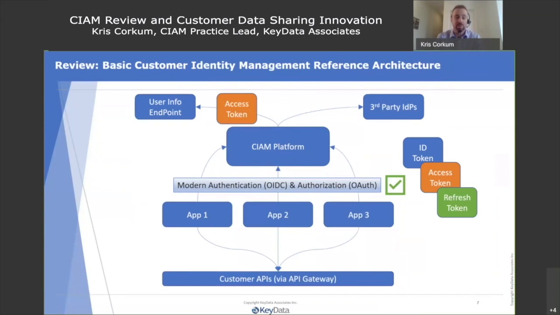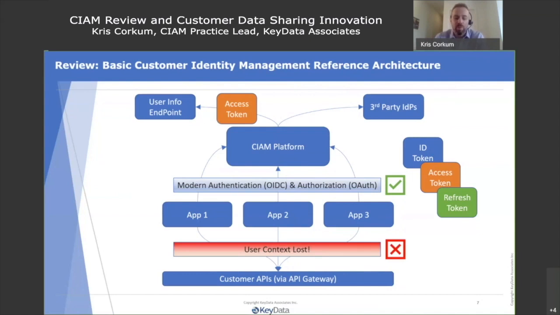Applications can call customer data APIs to read and write customer data. And this is data that's outside of the core identity data. So API apps will also typically call APIs that are not related to customer identity or customer data, but these are really outside the scope of our discussion. So finally, the way most CIAM systems are implemented, the user context is typically lost once the APIs are called. Okay, so that's an important point that we're going to come back to.